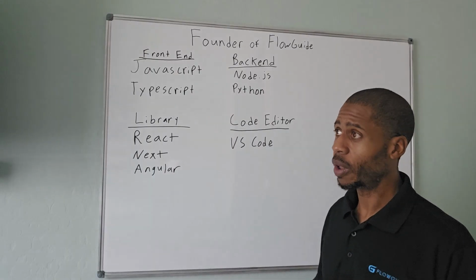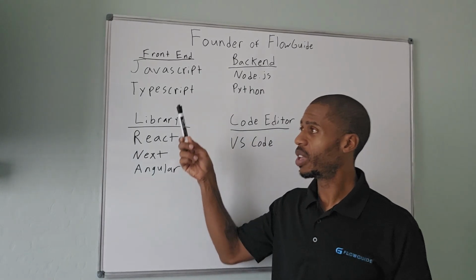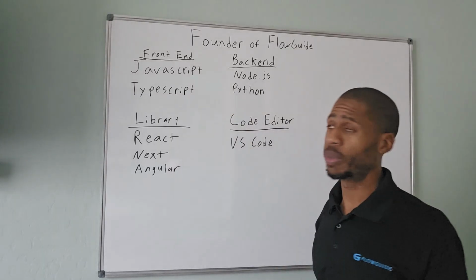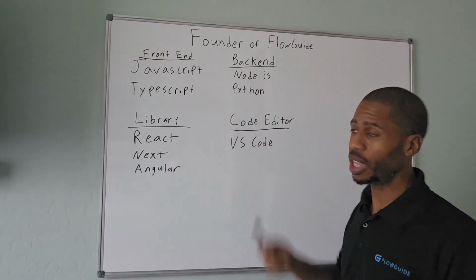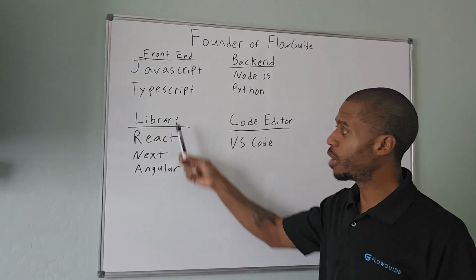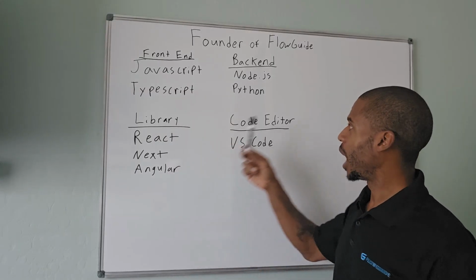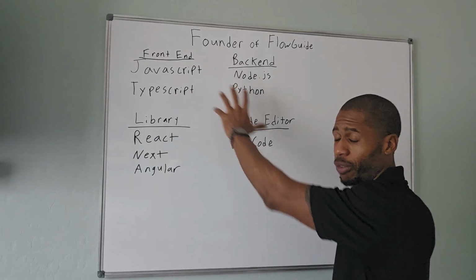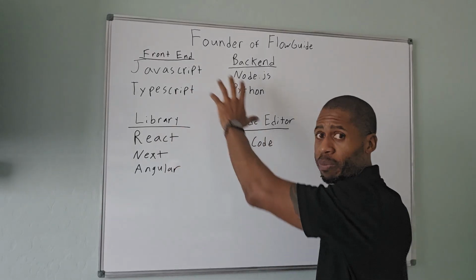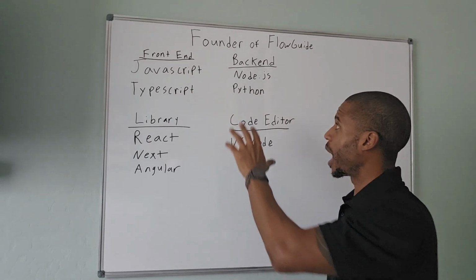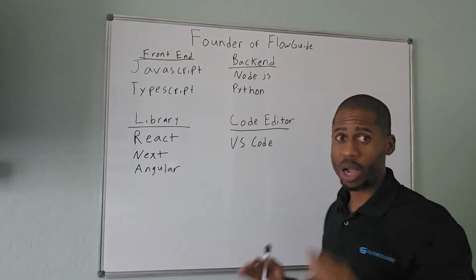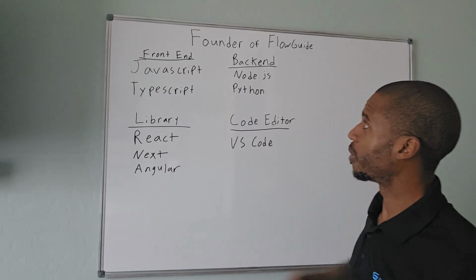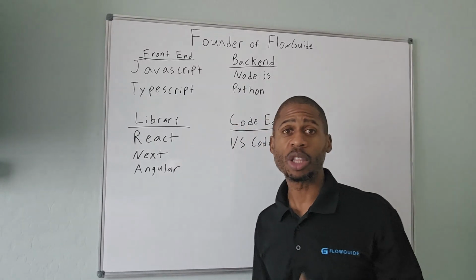Now, consider we have languages for our front end. We need languages for our back end. We need the library, right? And then we're going to need our code editor. Just keep these in mind because these are the four, let's say, starting pillars for having your actual coding project underway.